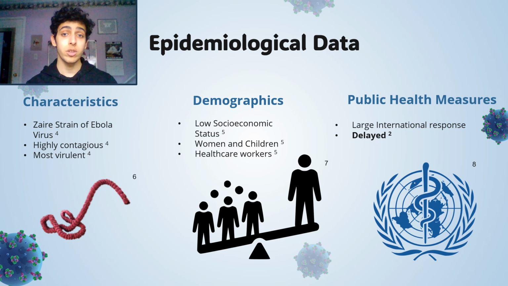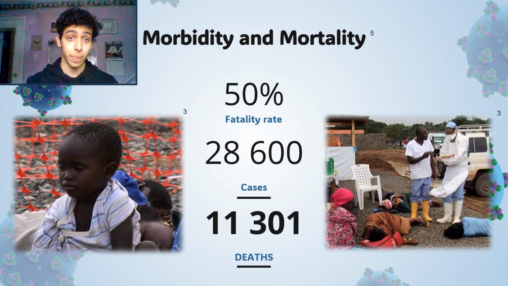Finally, the public health measures eventually involved a large international response, but the response was far too delayed, and we will talk more about that in more detail later. You can see that the outbreak had a 50% fatality rate.